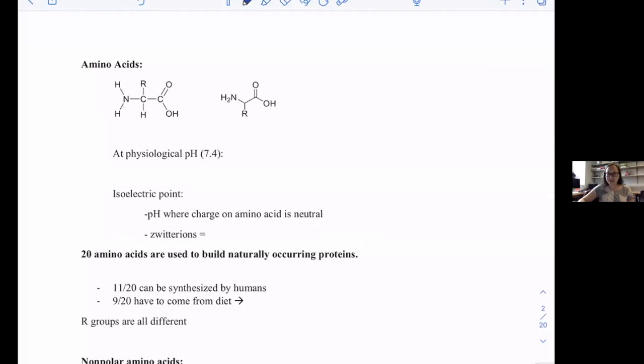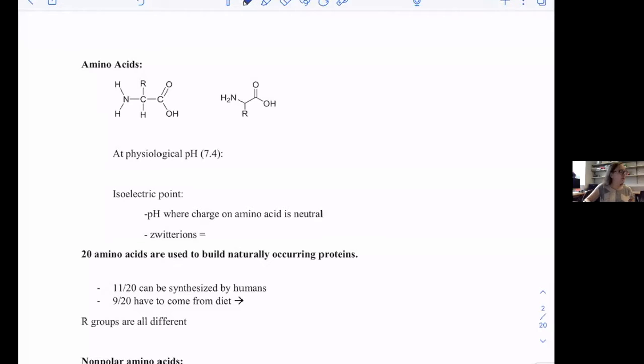Okay, so we've talked about the overall function of proteins, but now we need to talk about how proteins are made. Remember, these are polymers, biopolymers, and the monomer is amino acids. And just like we did with sugars, we have a lot of different kinds of amino acids that can be put together in a polymer.